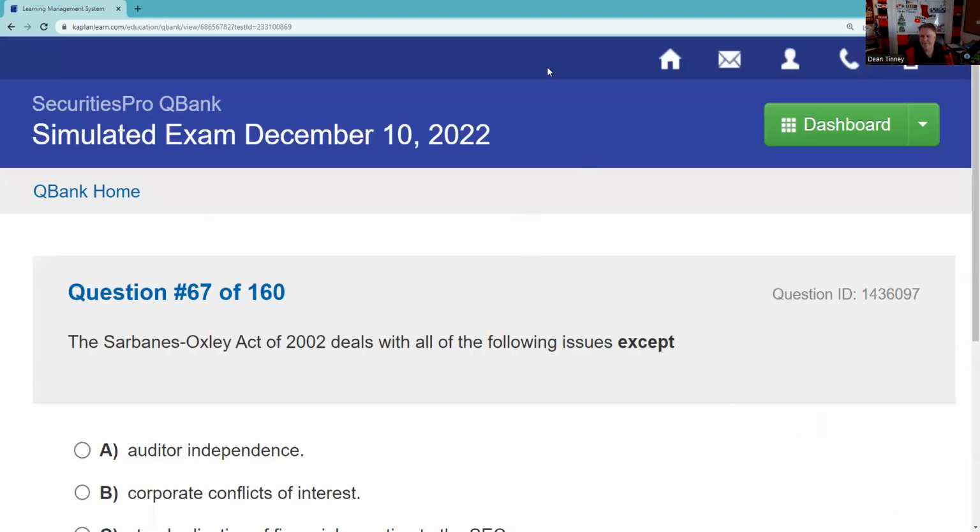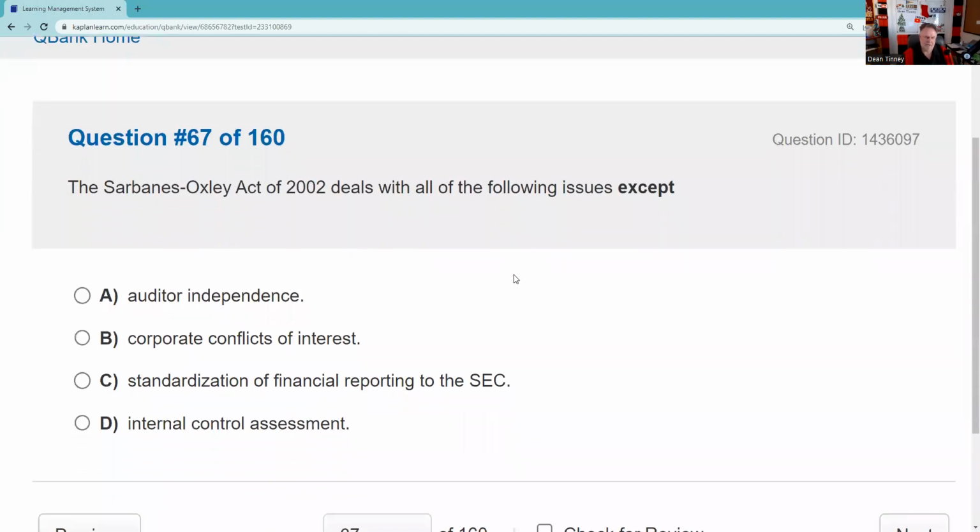67. Sarbox, the Sarbanes-Oxley Act of 2002, deals with all the following except auditor independence. Yes. There were a lot of major financial scandals, Enron, WorldCom. I'm dating myself, but I was around before this. So that's definitely a part of it. Conflicts of interest, absolutely. Standardization of the financial reporting, no. Internal control assessment, yes. So the answer is C.